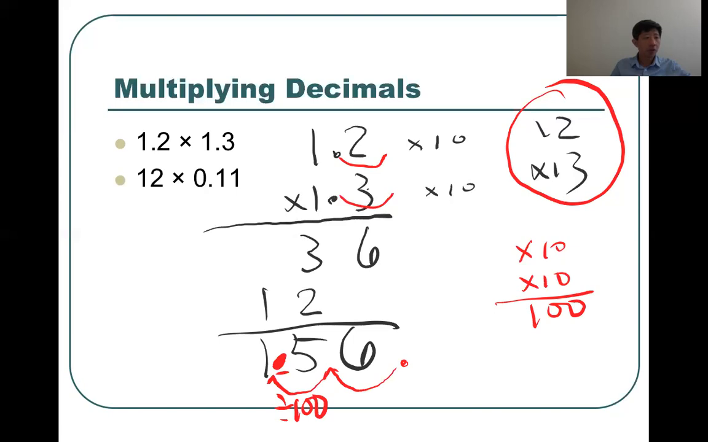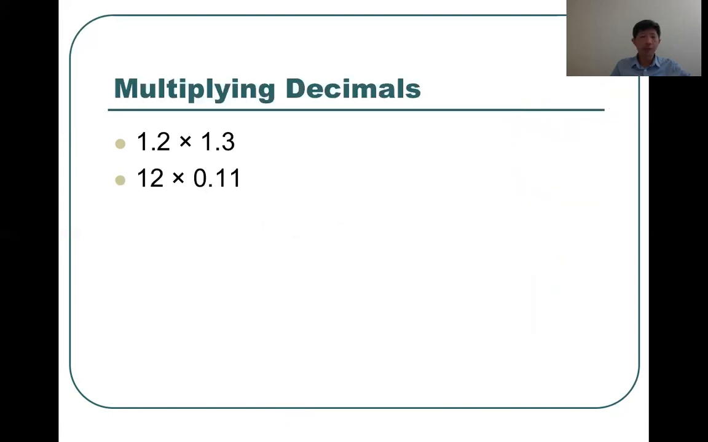So that's the reason why we go back to the fraction, and to explain this, okay? All right, then next problem, 12 times 0.11. So here, I can do both methods, okay? 12 times 0.11, all right?